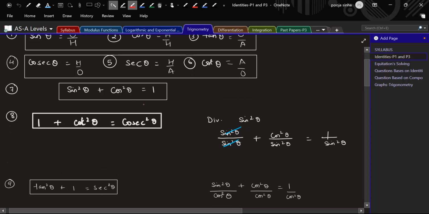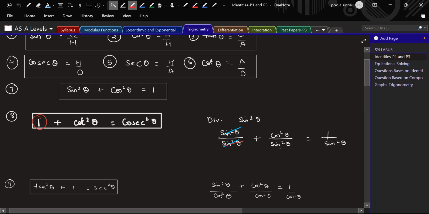Then the 7th one. You remember this, sine square theta plus cos square theta is equal to 1? Now from that only, that becomes the 7th identity. From that, we are going to derive this one. What we're supposed to do is divide this entire thing by sine square theta. So sine square theta upon sine square theta, and cos square theta upon sine square theta, and this one becomes 1 upon sine square theta. So this sine square theta and this sine square theta gets cut. So you get a 1.